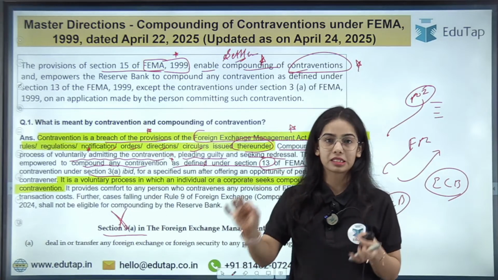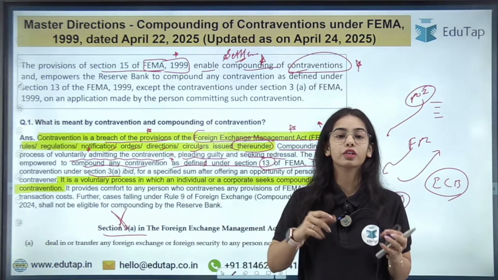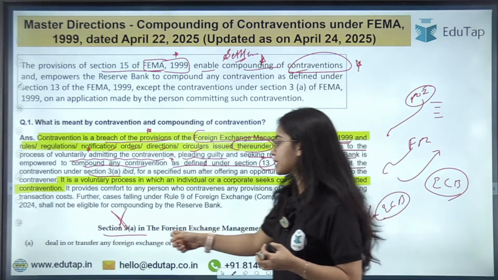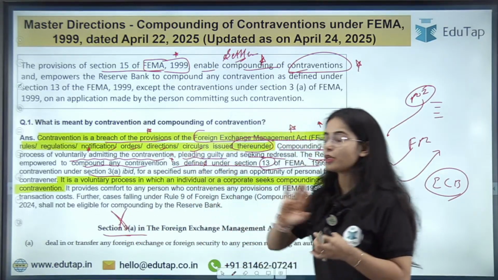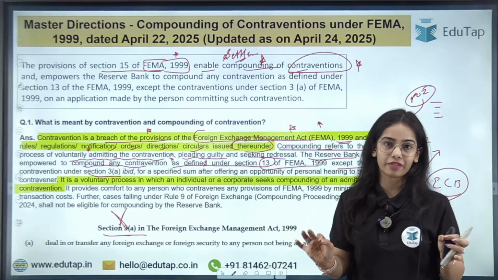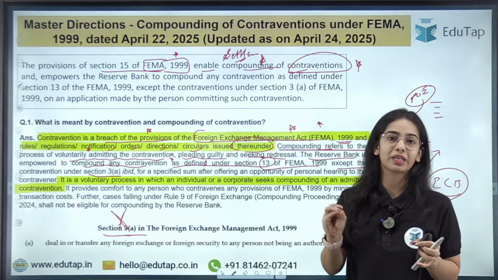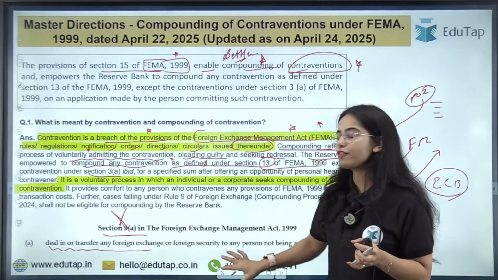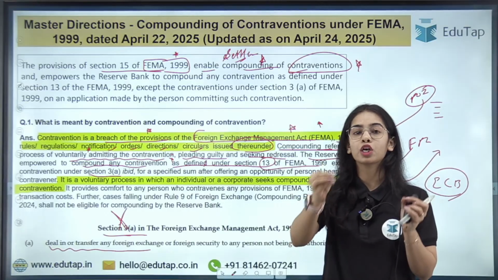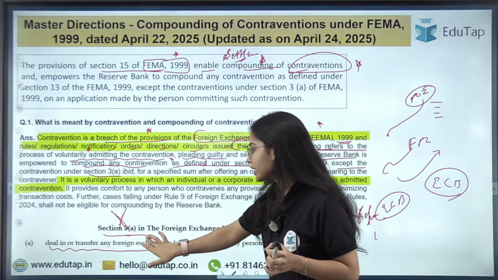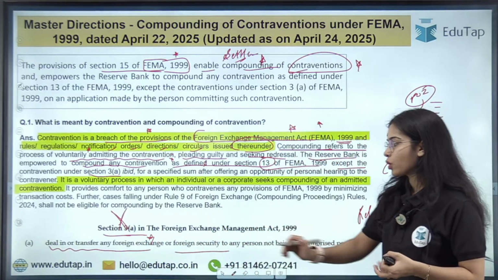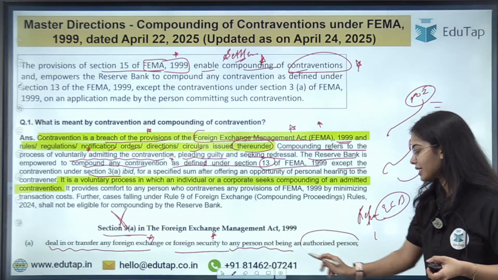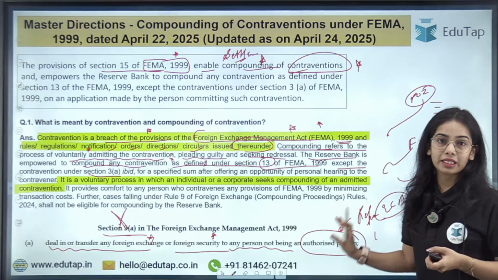So if an authorized dealer or an investor or a person is doing a mistake that is related to the section 3A, then the RBI does not have the power to compound that contravention. What is the section 3A of the FEMA 1999? So section 3A says that deal in or transfer any foreign exchange. If you are dealing in or you are transferring any foreign exchange or foreign securities to any person not being an authorized person by the RBI.